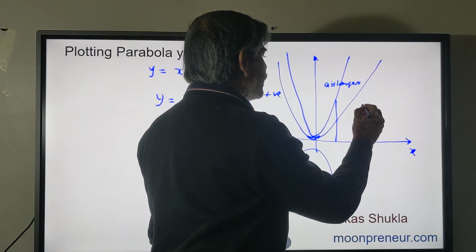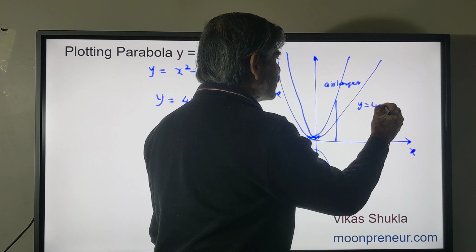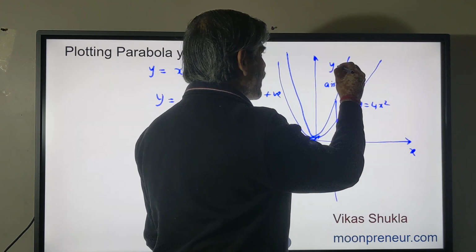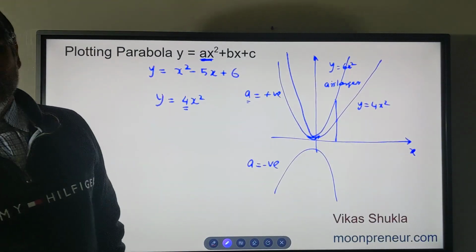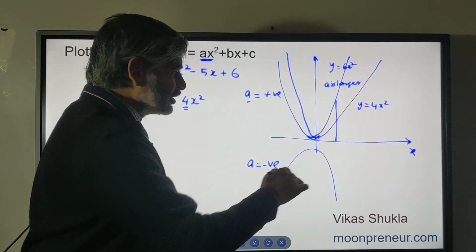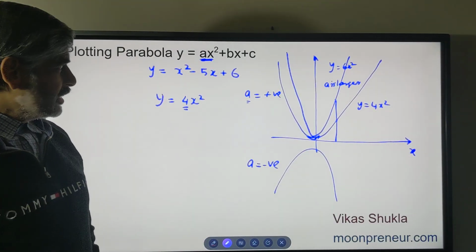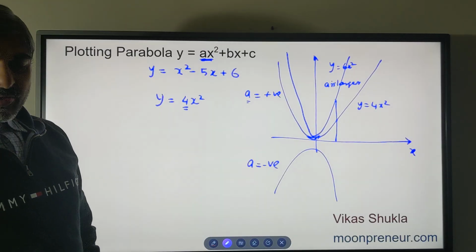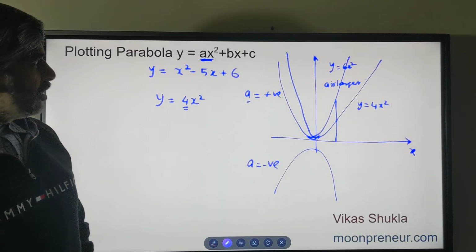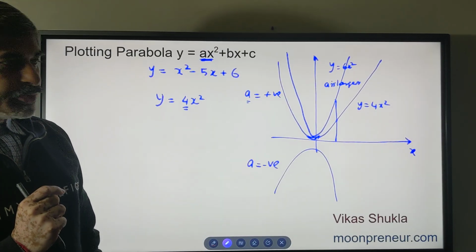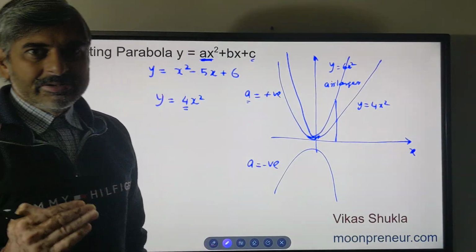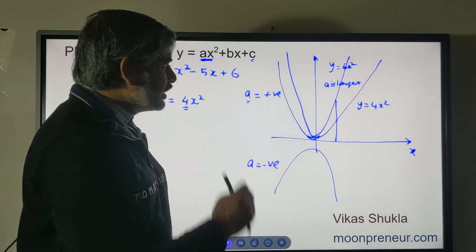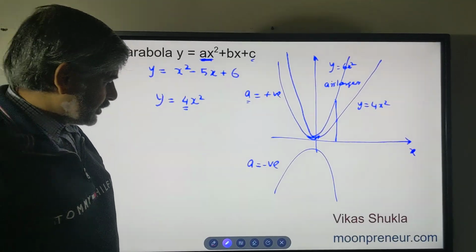For example, if this is y is equal to 4x square, then this could be like y is equal to 6x square, showing a larger value of y. And a similar thing we can show for the other parabola. Now with that said, let's move on to the next variable, which is c. How is c playing a role in this parabola shape?